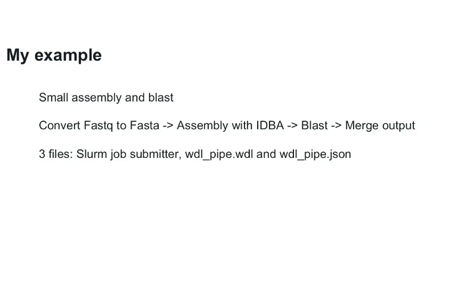So I'm just going to go through my example quickly. My example is, I convert a number of FASTQ files to FASTA, I perform a small assembly with IDBA, I blast it, and I merge the output. There are 3 files for this: the Slurm job submitter, the WDL file, and the config file, which is the JSON file.